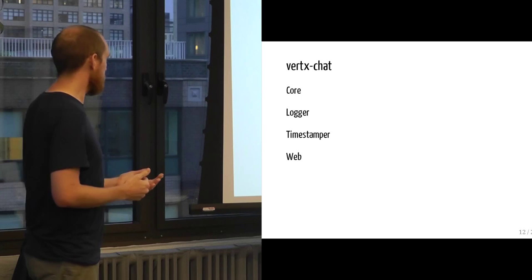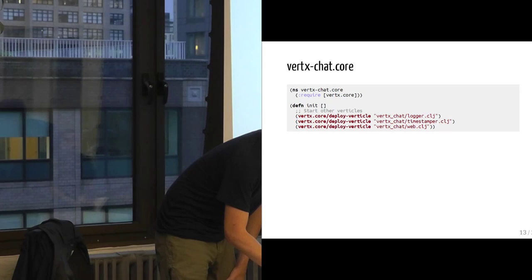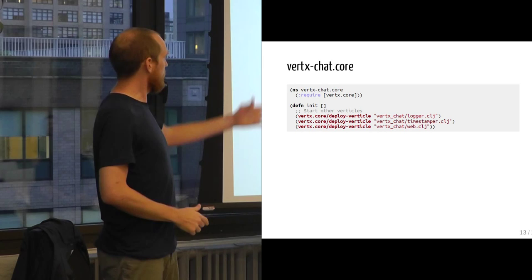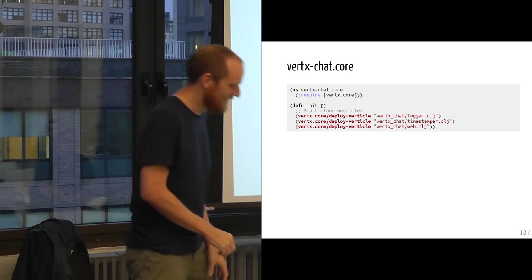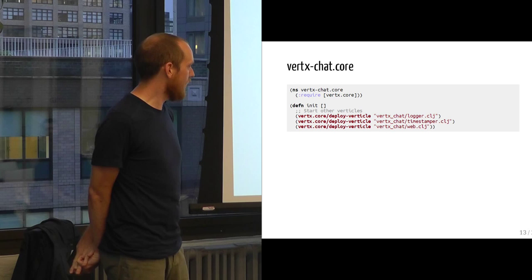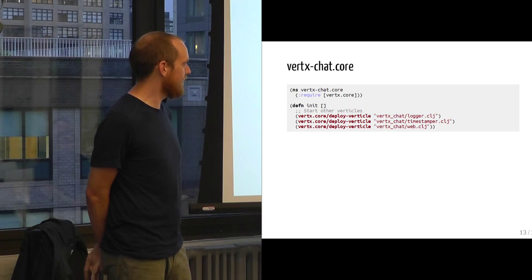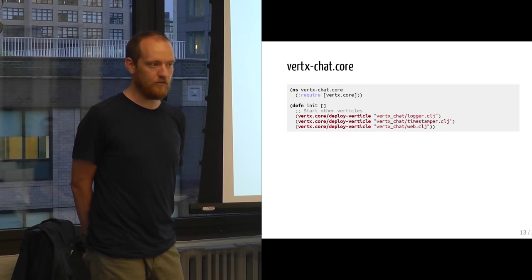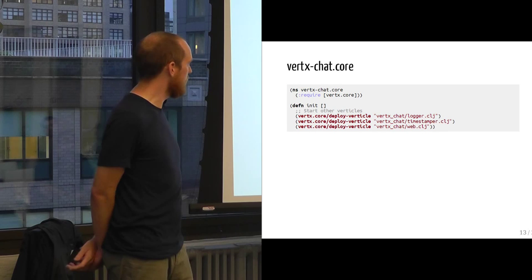Without further ado. All right, so this is, very simply, the core, so you can see there's not much to it. I'm deploying verticals. You do notice that when you're deploying a vertical, you're not deploying a namespace or a class name or anything like that. You're actually telling it where to find the file, and Vert.x is looking at that, saying that's a CLJ file. I know that I can run CLJ files using the Clojure language module. And so that's what's happening in this deployment.